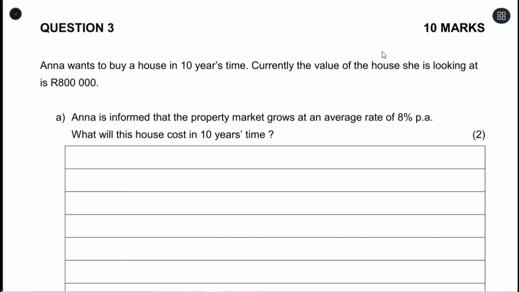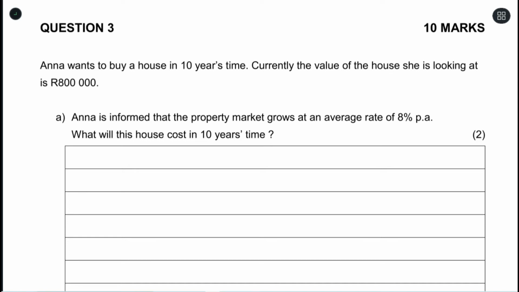Okay, to question 3, the financial maths. This question says, Anna wants to buy a house in 10 years' time. Currently, the value of the house she's looking at is 800,000 rands. The first question says, Anna is informed that the property grows at an average rate of 8% per annum. What will be the cost of the house in 10 years' time?